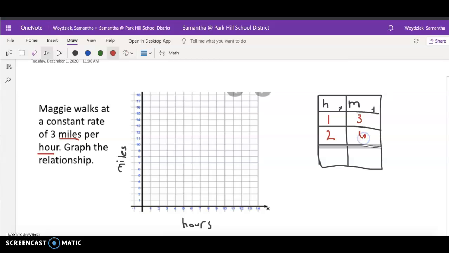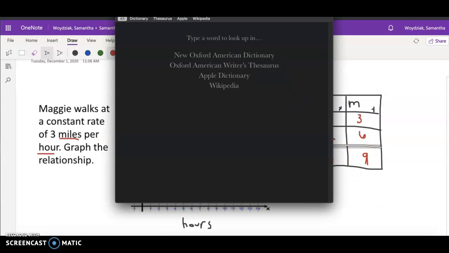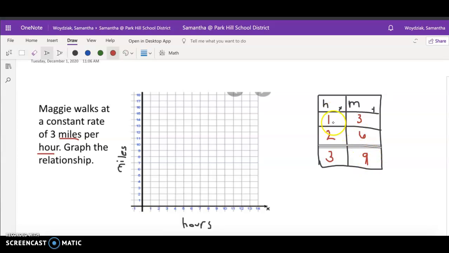I'm going to go ahead and do another coordinate, another ordered pair, just to kind of make sure I know what I'm doing. So let's say we do 3 hours. Well, we know that 1 times 3 is 3, 2 times 3 is 6, 3 times 3 is 9. Oops, sorry, I don't know why that popped up. All right, so our coordinates would be 1, 3, 2, 6, and 3, 9.